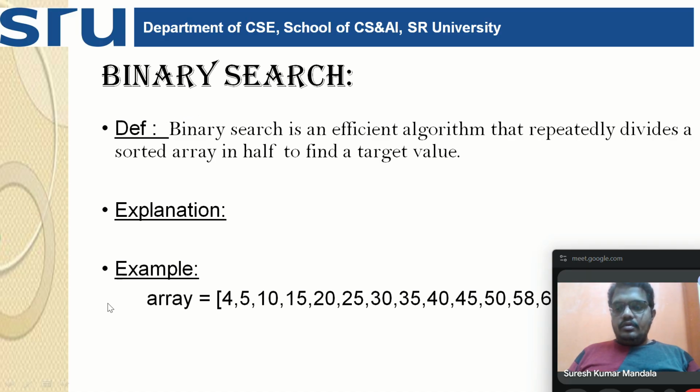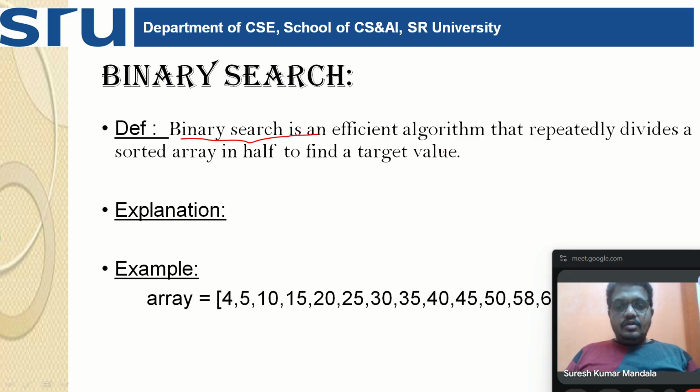So before we start the discussion, first we see the definition. What is meant by binary search? Binary search is an efficient algorithm that repeatedly divides a sorted array in half to find a target value. So what is meant by half? What is the dividing? What is the half of the array?